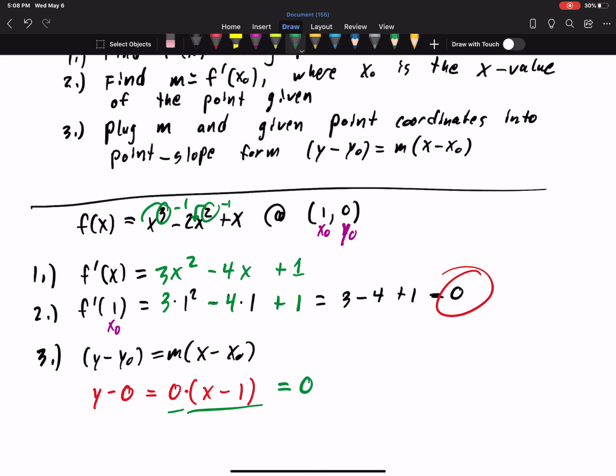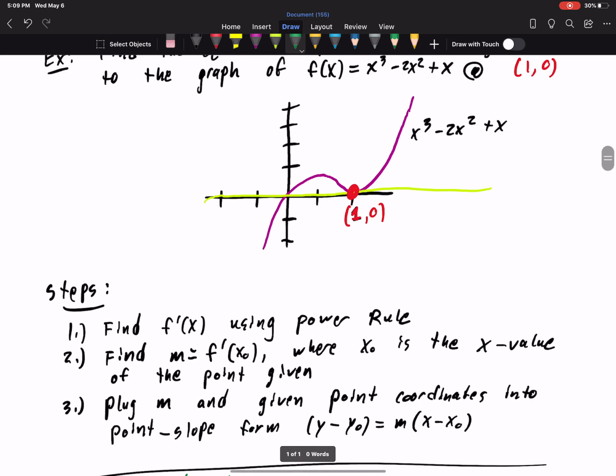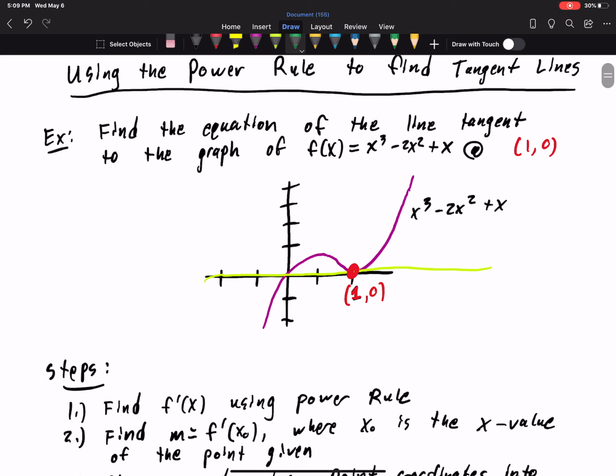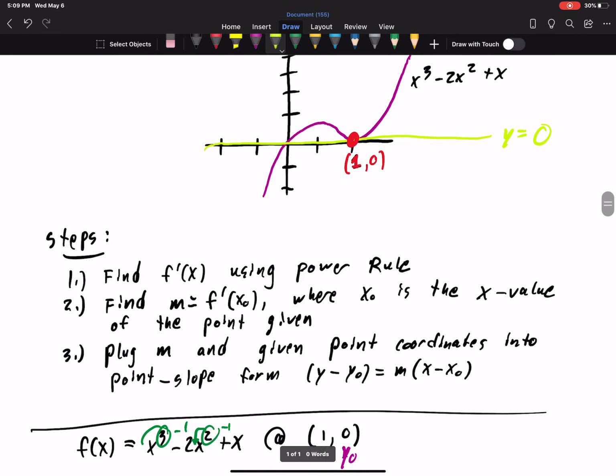So the left-hand side is just y, because y minus 0 is just y, and the whole right-hand side is equal to 0. So the equation of the tangent line is just y equals 0. That makes sense. The equation of that chartreuse line up here is indeed y equals 0. You probably could have determined that without using point-slope form, and if you could have, you can definitely skip this step. But that is the equation of our tangent line: y equals 0. And that's that.